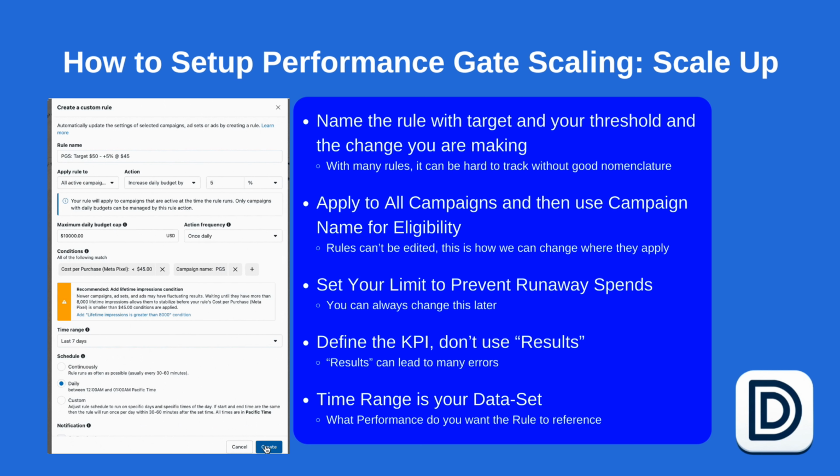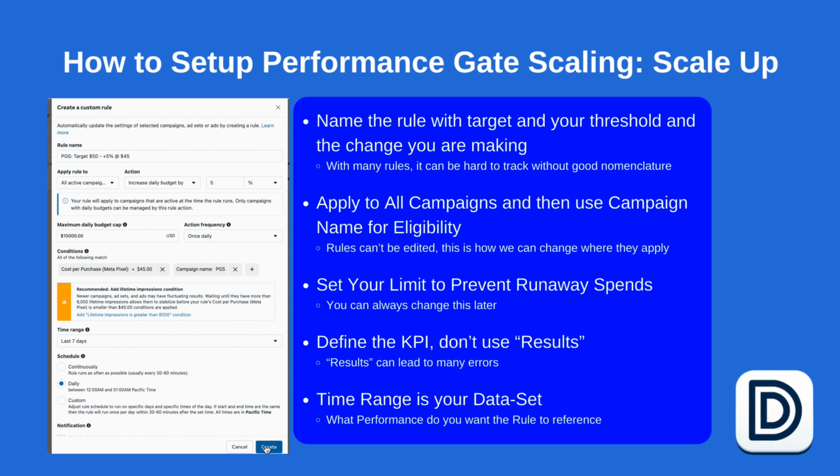When we look at this, we have applied this to all active campaigns to increase the budget by 5%. Our maximum daily budget cap is $10,000. We're going to do this action once daily. We've set our conditions to cost per purchase being less than 45, and our campaign name needs to contain PGS. If it doesn't match all of those conditions, this won't fire.